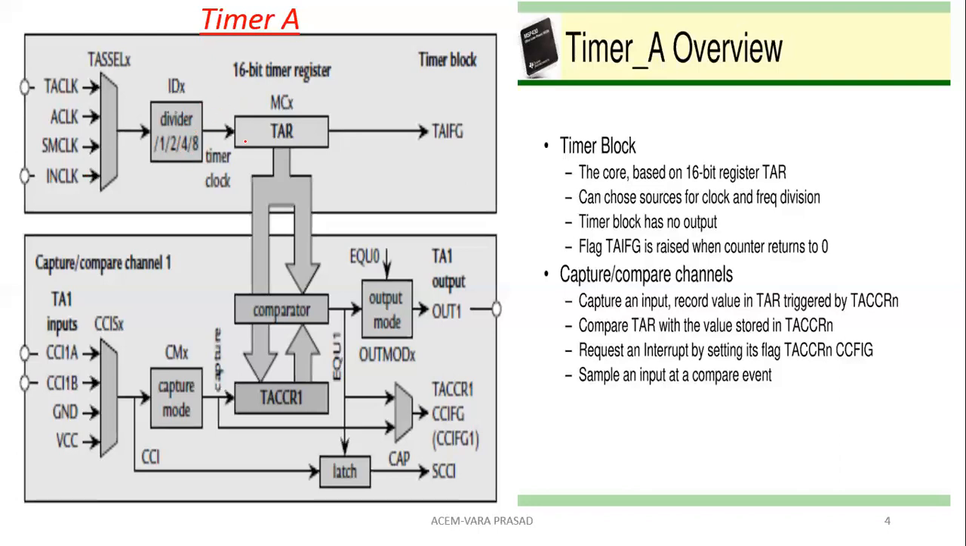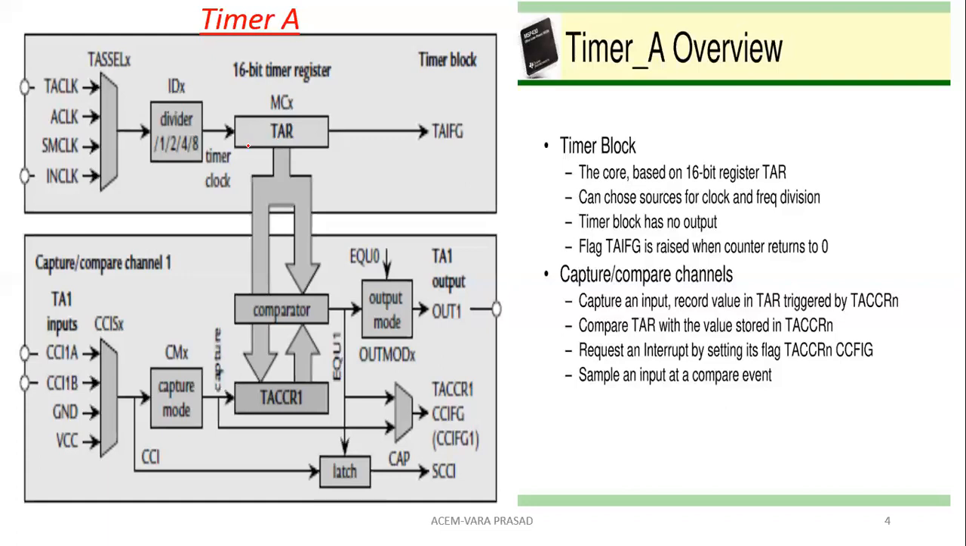Suppose the count reaches the maximum; the maximum is 16 bits. 16 bits means 4 hexadecimal digits. That means the count starts from four zeros and ends at four Fs: F, F, F, F.